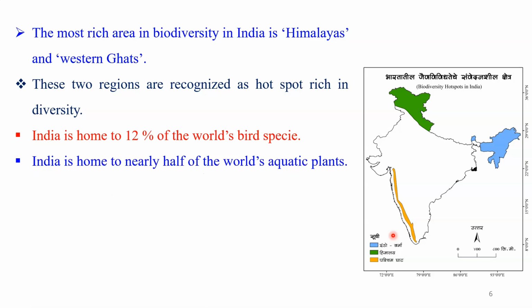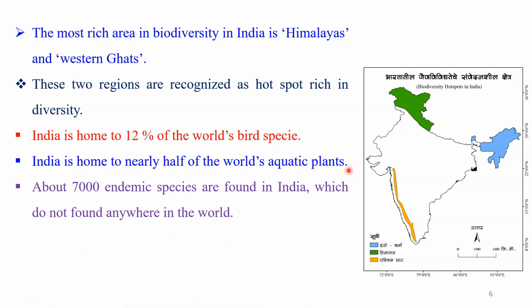India is also home to 12% of the world's bird species. India is home to nearly half of the world's aquatic plants. This is a very important feature about India. About 7,000 aquatic species are found in India which are not found anywhere else. I repeat again, near about 7,000 species that we have in India are only observed in India. There are no such places in the rest of the world. So with respect to the biodiversity of India, this statement is very important.